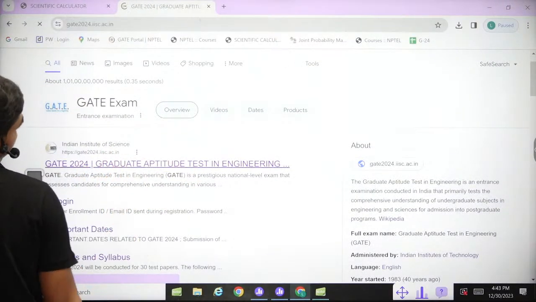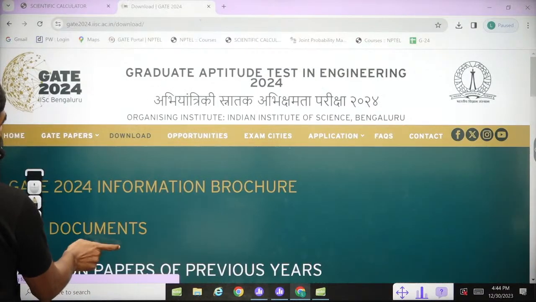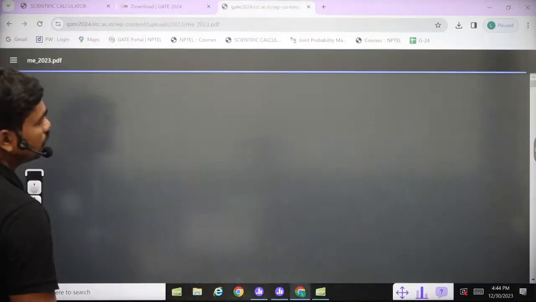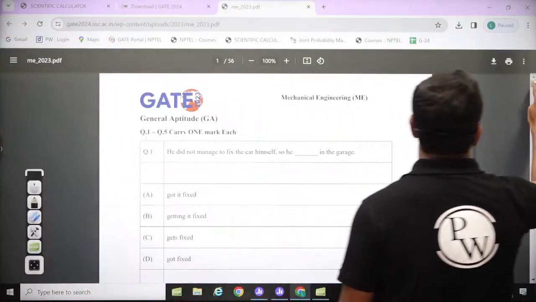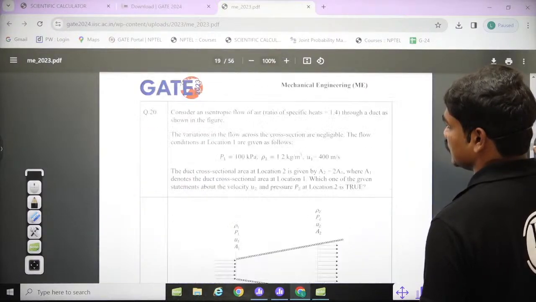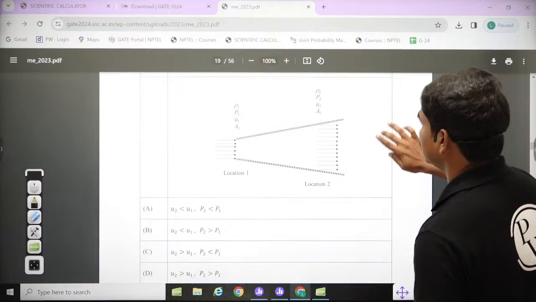Let's open the official website. I hope all of you can see the question paper. Download. Then the 2023 mechanical paper, let's open. If you open the mechanical paper, let's see the nozzle diagram. It's there somewhere. Yeah, here it's going up. You can see this is the question here.